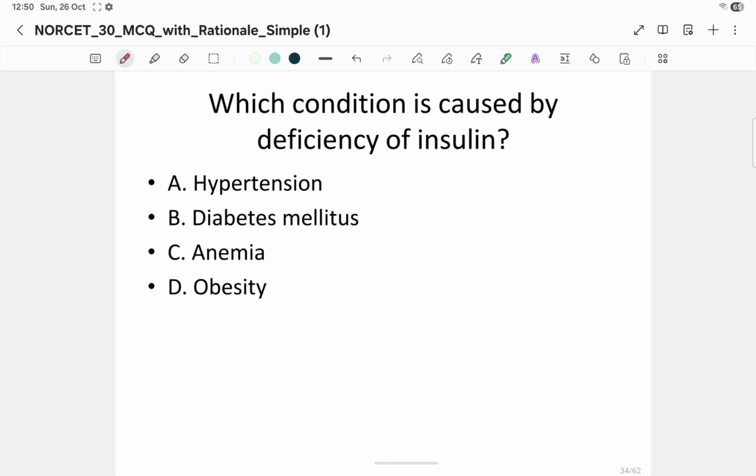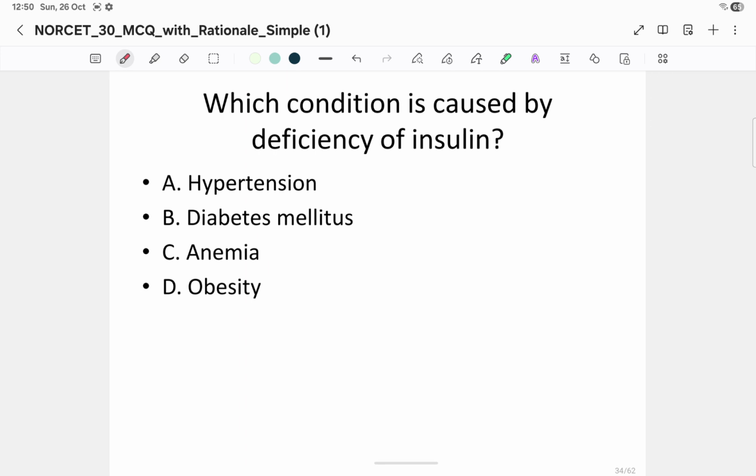Next, which condition is caused by deficiency of insulin? A, hypertension, B, diabetes mellitus, C, anemia, D, obesity. The correct answer is option B, diabetes. Due to deficiency of insulin, diabetes mellitus is caused. Hypertension means high blood pressure. Anemia means low hemoglobin level. Obesity means overweight.